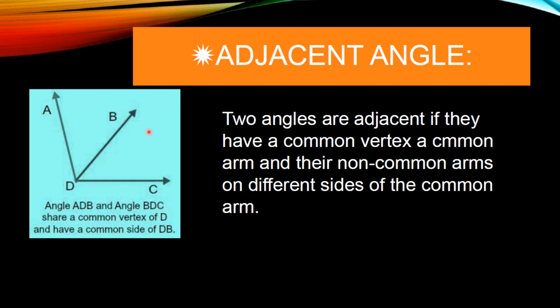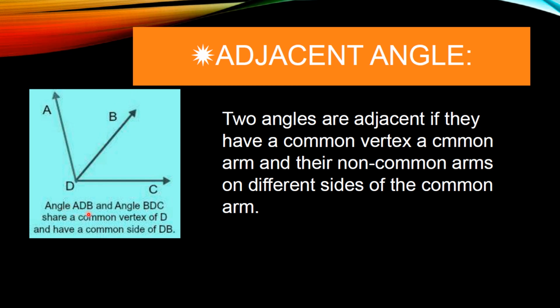Observe this figure. Angle ADB is one angle. Angle BDC is another angle. For these two angles, the vertex is D, a common vertex. Both angles have the same vertex, and DB is a common arm, a common side for these two angles, and the non-common arms, that is DA and DC, are on different sides of this common arm. Understood this point, my dear children?